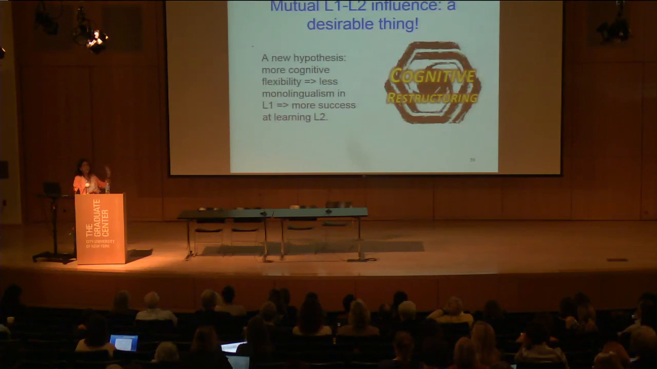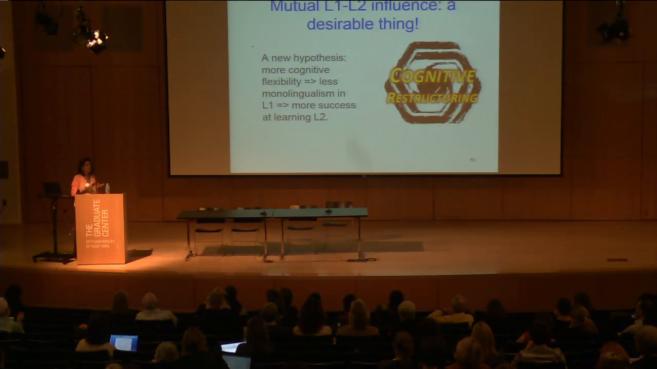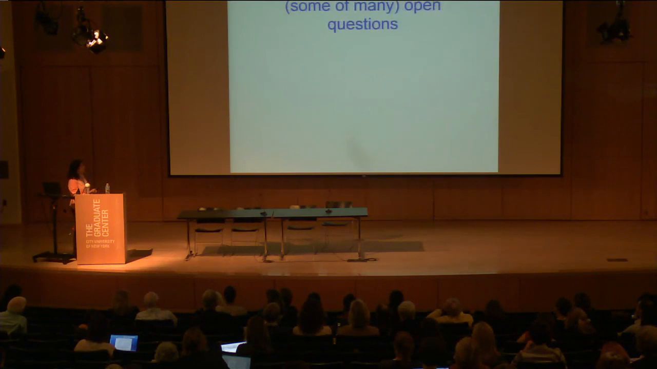So, in other words, this mutual influence between L1 and L2 might be a desirable thing, because it might mean that you're better able at reconfiguring your cognitive system in such a way that you can handle two languages efficiently, whereas if you remain rigidly monolingual in your native language, you may not go beyond a certain level in a second language. So, in fact, attrition effects, rather than being regarded as a negative side, may actually be a positive indication of successful late bilingualism.